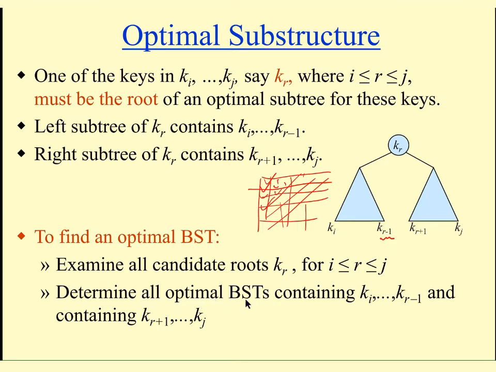Determine all optimal BSTs containing ki to kr minus 1 and containing kr plus 1 to kj. So what is the optimal subtree for the left and also for the right? The same idea, okay. You also select one as a root, and then divide this sequence into two subsequences, and the left one is the left subtree, solve it using the same manner. Right one is another subtree, solve it in the same manner. Divide, conquer, divide, conquer, cut. So this is the idea.